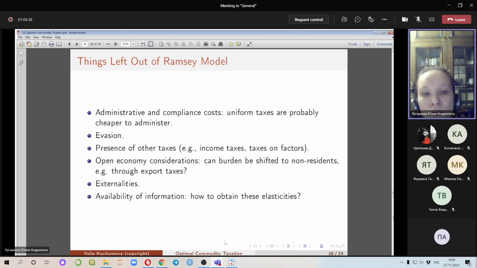So all these issues are serious issues, but nevertheless, right, the Ramsey model is an important model for us to understand the fundamental things that matter for efficiency considerations.